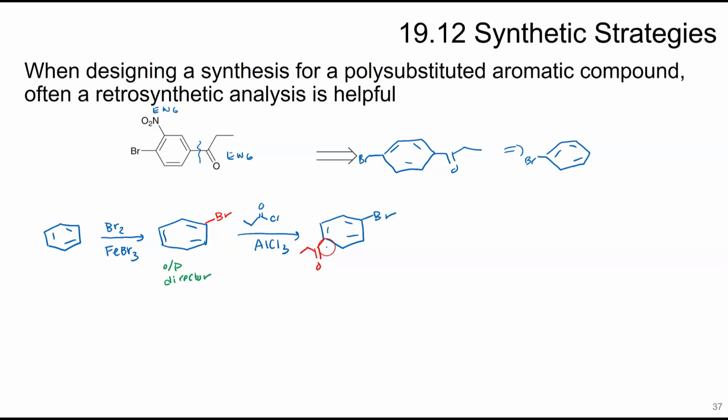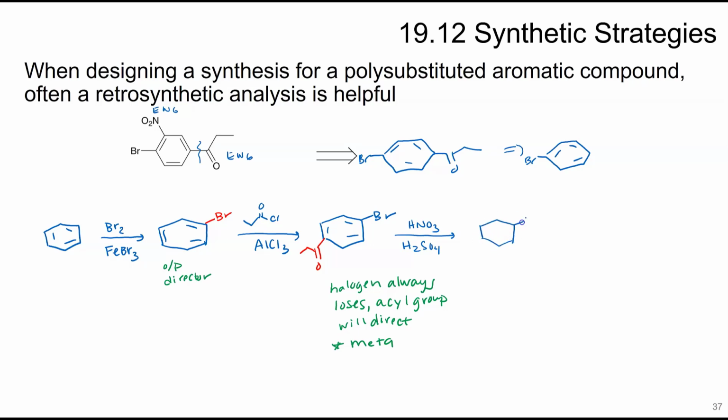And right now I have this activator and this electron withdrawing group, which is a meta director. In this case, if you have two things directing, the halogen always loses. So the acyl group will direct. In this case, it will be directing meta to the acyl group. And we get our product.